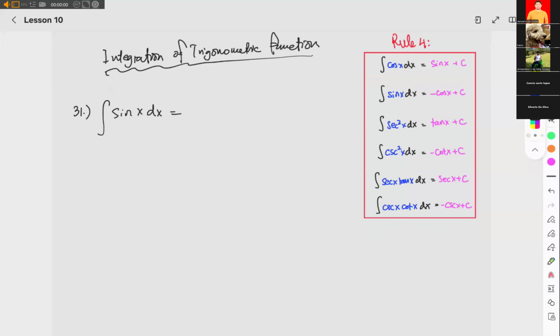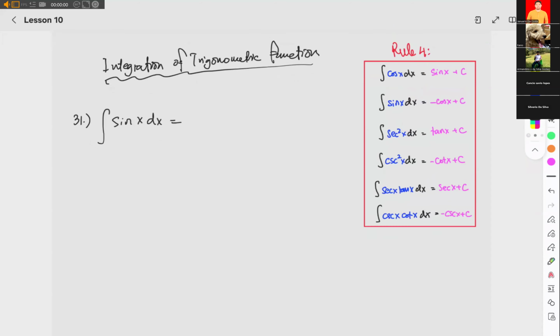If you go to rule number 4, the integral of sine of x is simply negative cosine of x plus c. Okay, that would be negative cosine of x plus c. That is a very simple example, right? Now let's do another, a little bit more complex one.